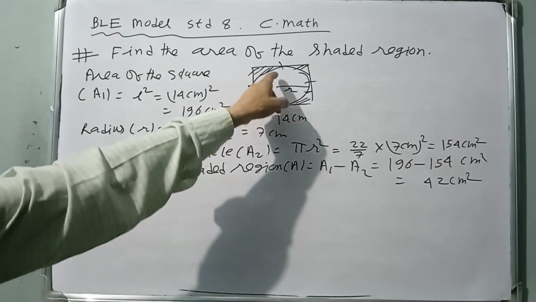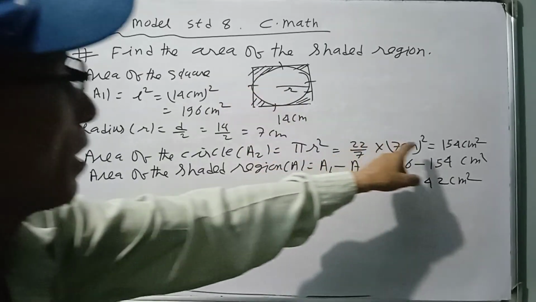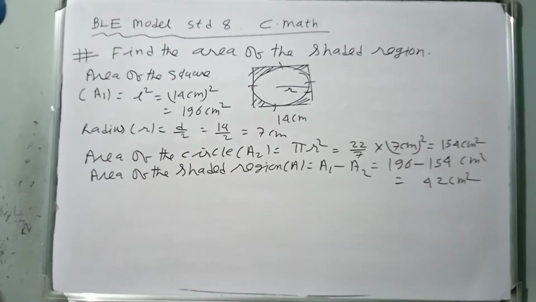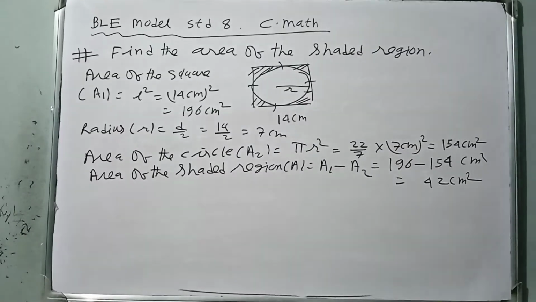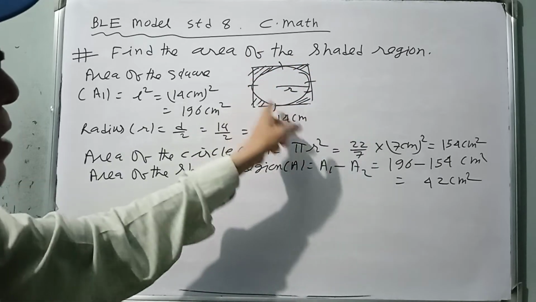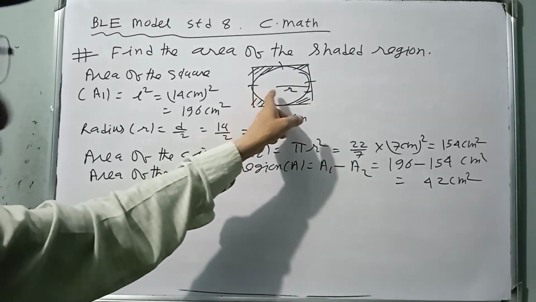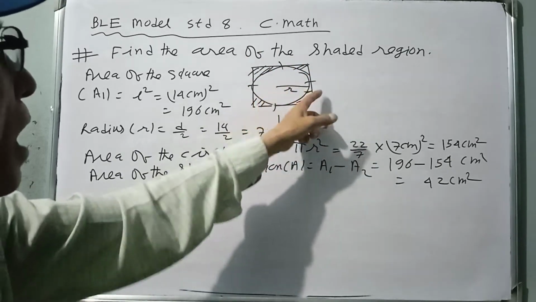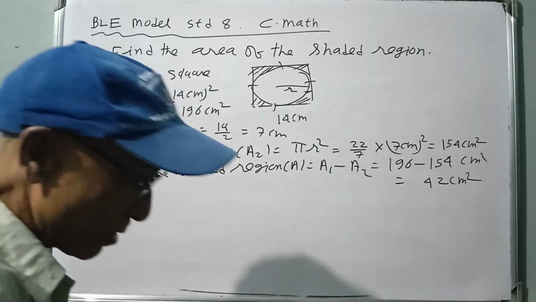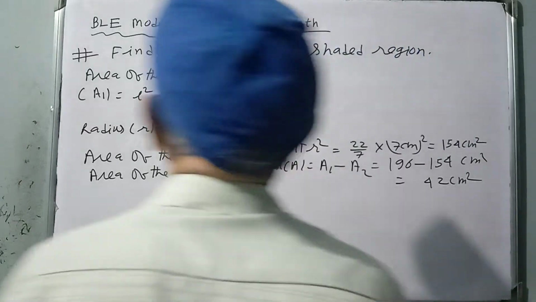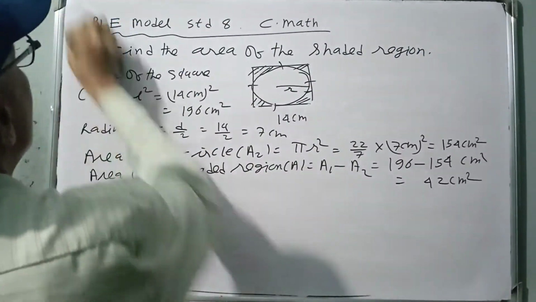If the circle is shaded, the answer is 154 cm square. The formula: area of the square, L square. Area of the circle, pi r square, where r is half of the diameter or half of 14 cm. Theory model 1.